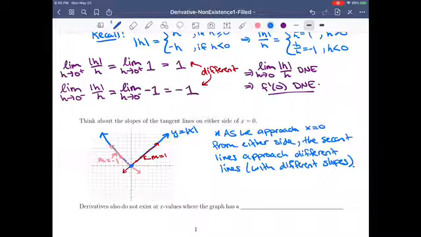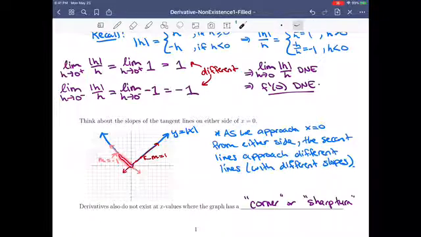Now, what happened here in our graph, the way we could classify when this is going to happen, is that we had a sharp turn, or we call it a corner. Notice that at this point we were going this way, and then we quickly changed direction and followed a different curve. So that is the idea of a corner or a sharp turn, and whenever those happen, the derivative isn't going to exist there.